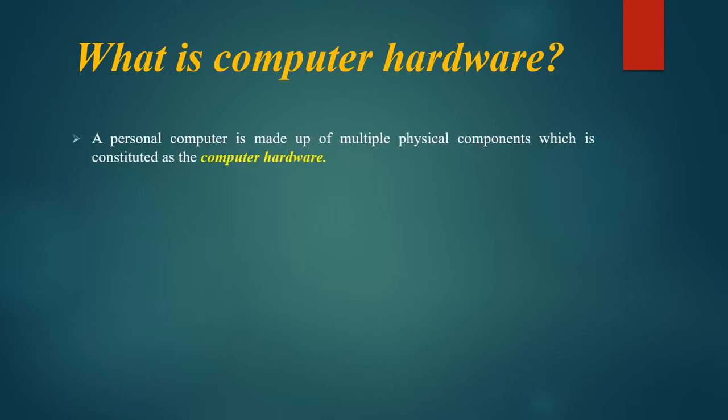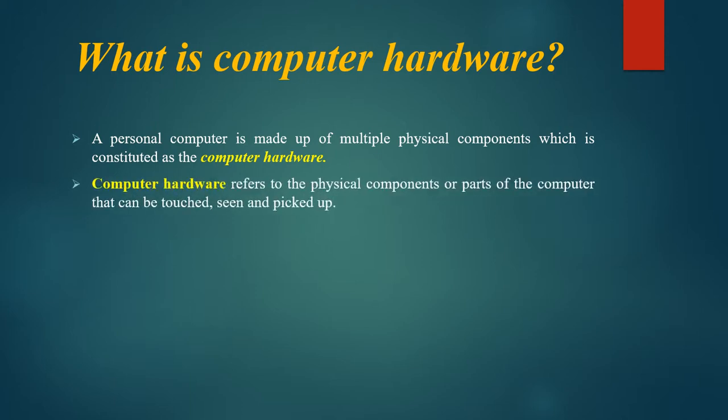So computer hardware in a personal computer is made up of multiple physical components. This means that in a personal computer, the physical components that can be seen and can be touched are the computer hardware. So let's take for example a desktop computer. The physical parts that we can see and can be touched, for example, we can name mouse, keyboard, because they are all physical and can be seen and can be touched.